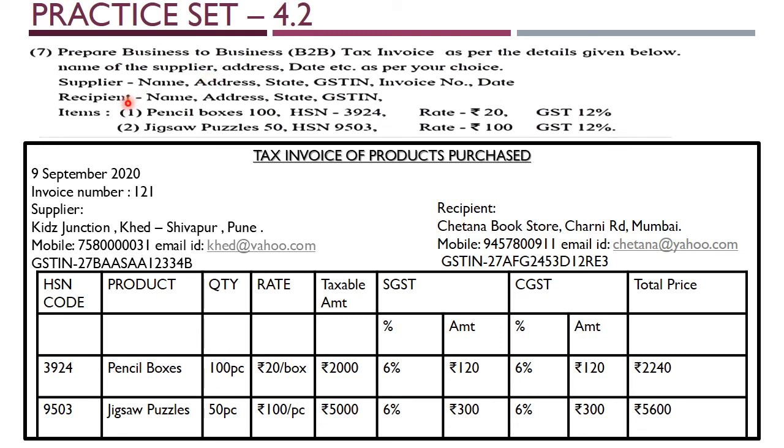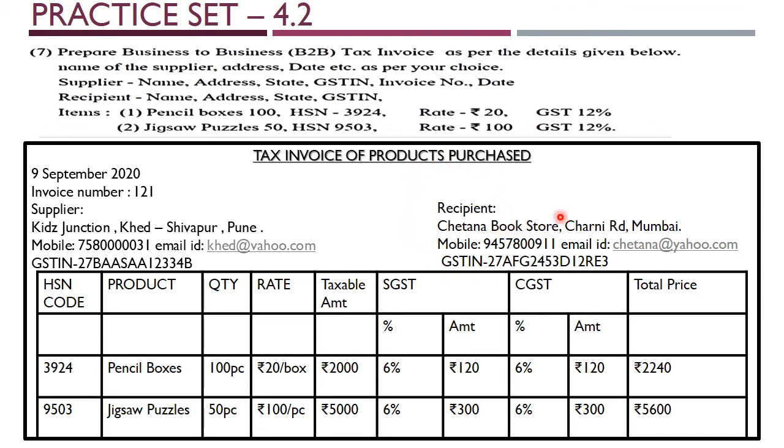Next, recipient's name, address, state and GST identification number. Next comes the products, its HSN code, its rates and quantity that is purchased, and the rate of GST. Everything is given to you. So once again, draw sort of similar to this, a tax invoice of products purchased. Now in the left side you have to mention the date, invoice number, and then comes the address of the supplier. Then below that mobile number, email ID, and below that GST identification number. To the right side you have the recipient details.